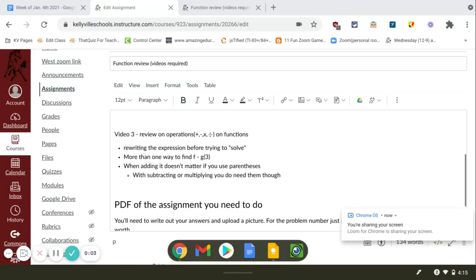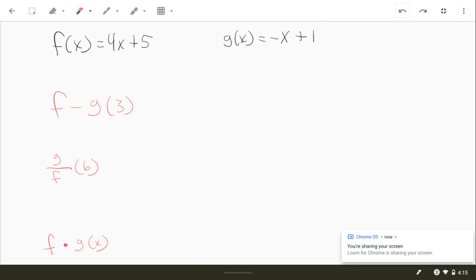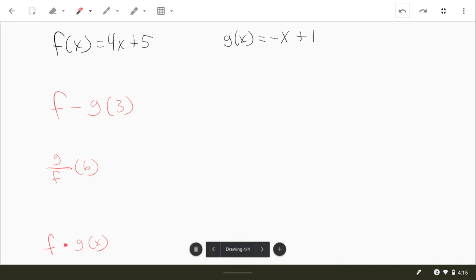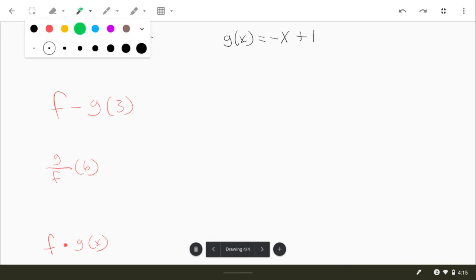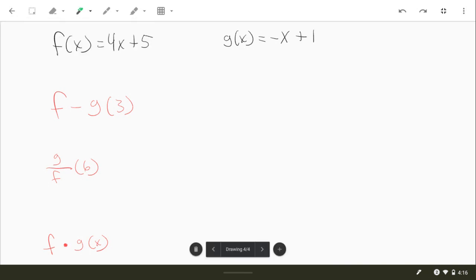What? Part 3 of the function review already? Holy moly, this is fast. I hope you guys are taking a second to digest all this stuff that you're relearning, I guess. So in this one, we're going to be adding, subtracting, multiplying, and dividing functions.